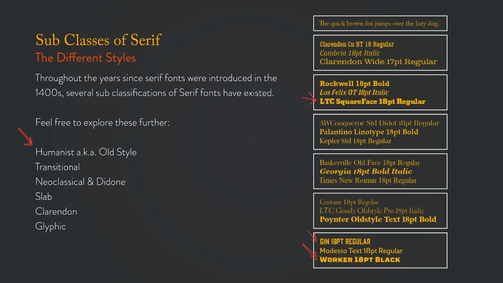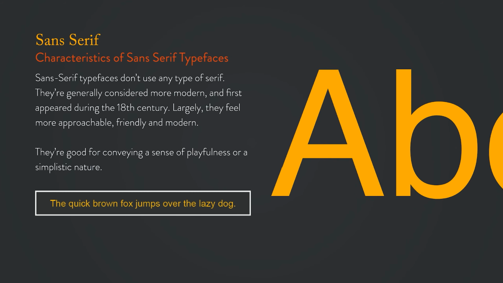Yeah. Sans serif then are typefaces that do not have those little flourishes on the end, and that's generally considered the only difference. They're also generally considered more modern and first appeared during the 1700s or the 18th century. Largely, they are more approachable, friendly, and modern, and you see a lot of the time these days sans serif fonts used in conjunction with serif fonts, especially on web pages and things.